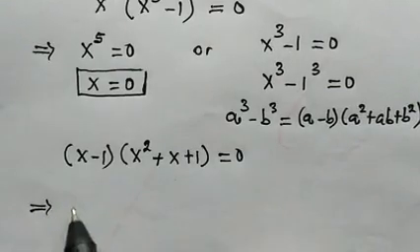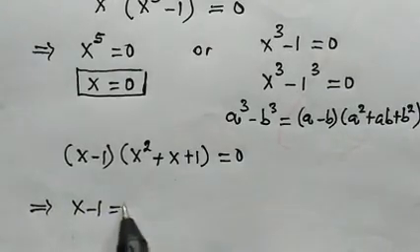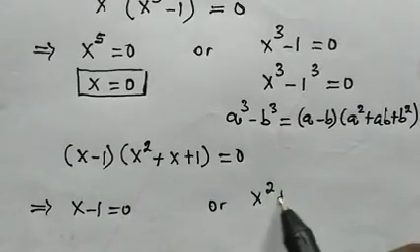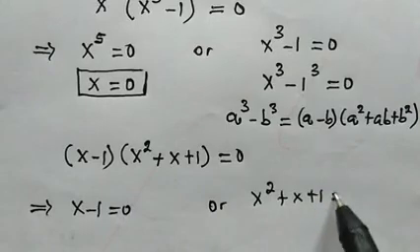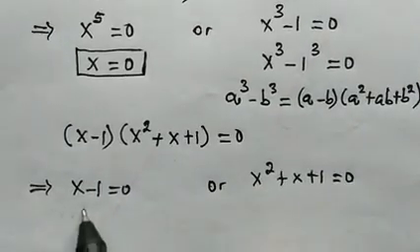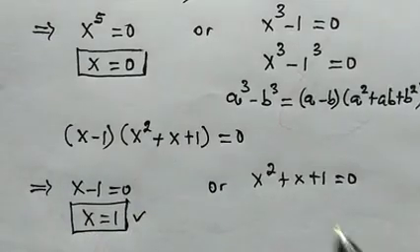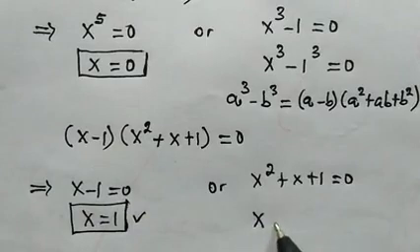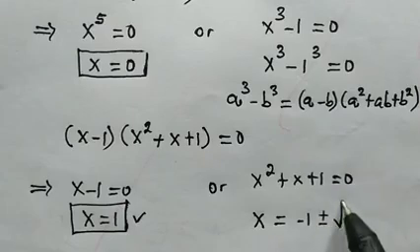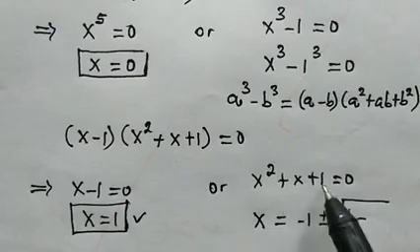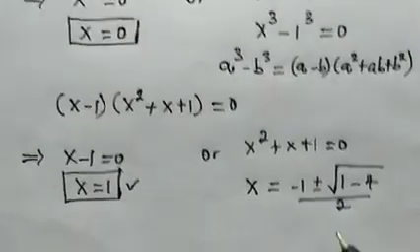Again, this implies from here either x minus 1 is equal to 0 or the quadratic expression in the bracket, x squared plus x plus 1, is equal to 0. Add 1 to both sides, we get x is equal to 1, and this is a solution. And here we solve using the general quadratic formula. We get negative b, which is negative 1, plus or minus the square root of b squared, which is 1 squared, which is 1, minus 4ac, 4 times 1, which is 4. Then everything will be divided by 2.